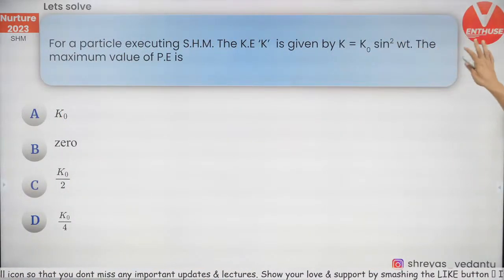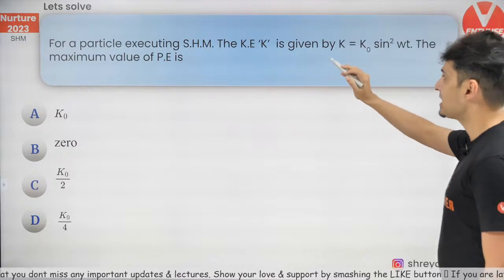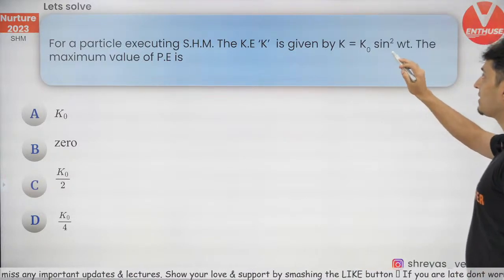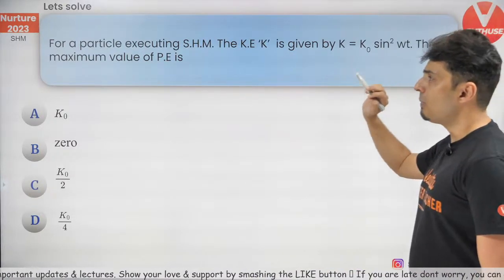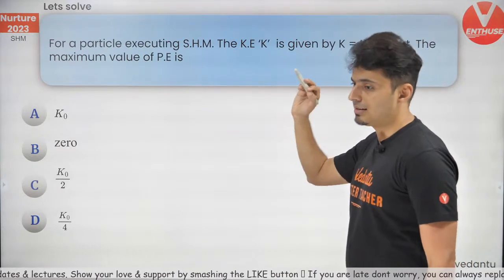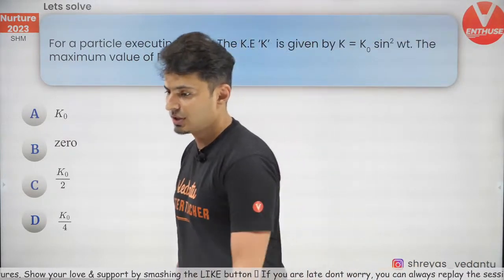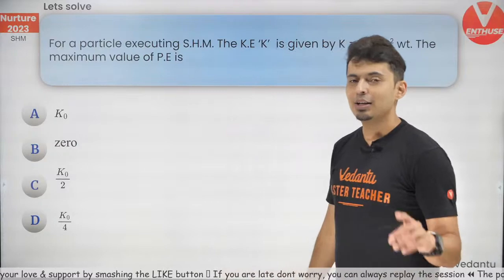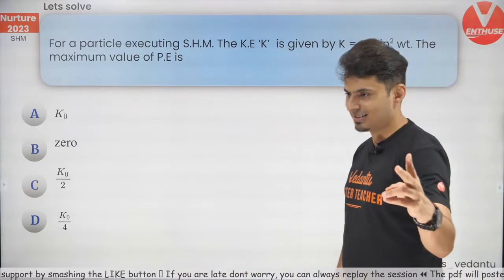For a particle executing SHM, the kinetic energy K is given by K naught sine square omega t. The maximum value of the potential energy is how much? Come on, this is an easy one. It should be done within 20 seconds.